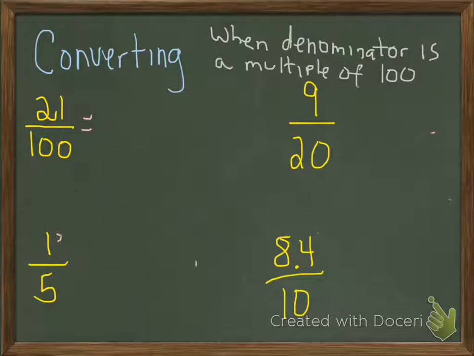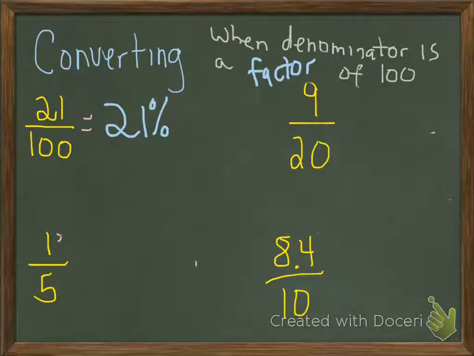Okay, so back to our target. We want to convert these fractions to percentages. And I used the wrong word here. Not a multiple, but when the denominator is a factor of 100. Okay, this is a trick we could do. First of all, the first one, 21 out of 100. It's already out of 100. So we don't have to do anything at all except read the numerator as our percent. So 21% if it's out of 100.